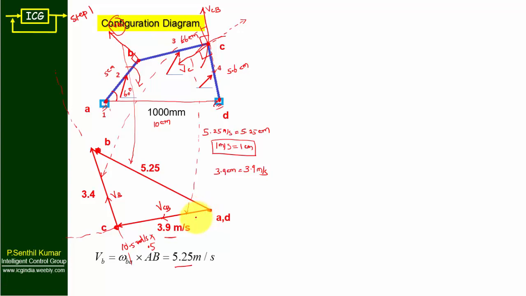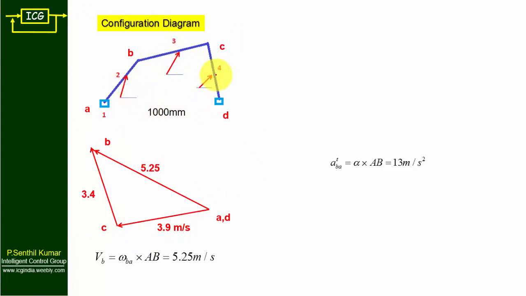Next, we are moving on to the acceleration component. How do you draw the acceleration diagram? Before we go to the acceleration diagram, we have to find the acceleration components. Totally there are three components. So let me erase all those parameters so that you will get a clear idea. For links 2, 3, 4, first I am going to find the tangential and radial component for 2, then the tangential component for 3, then the tangential component for 4. There is no need to find the radial component for those, because the radial component is perpendicular to the tangential component.